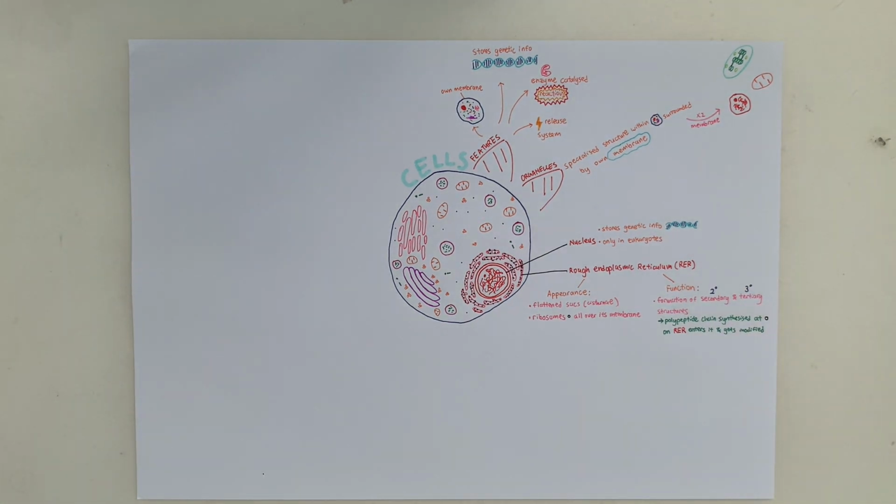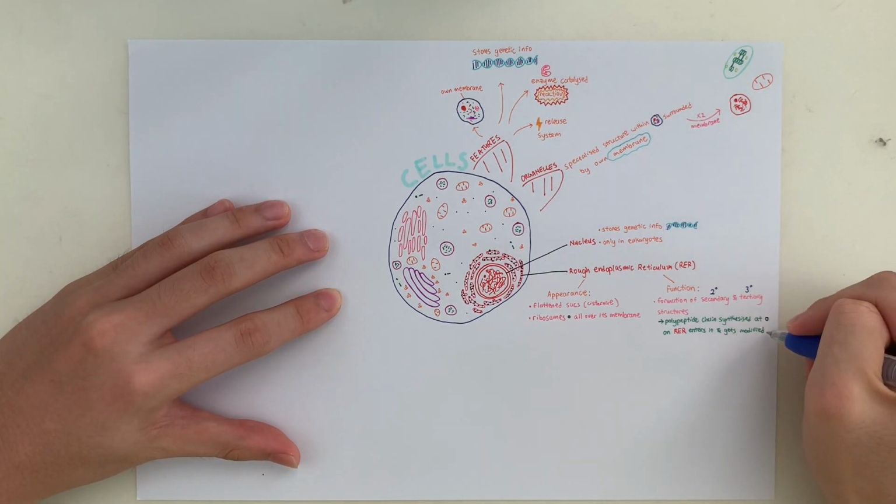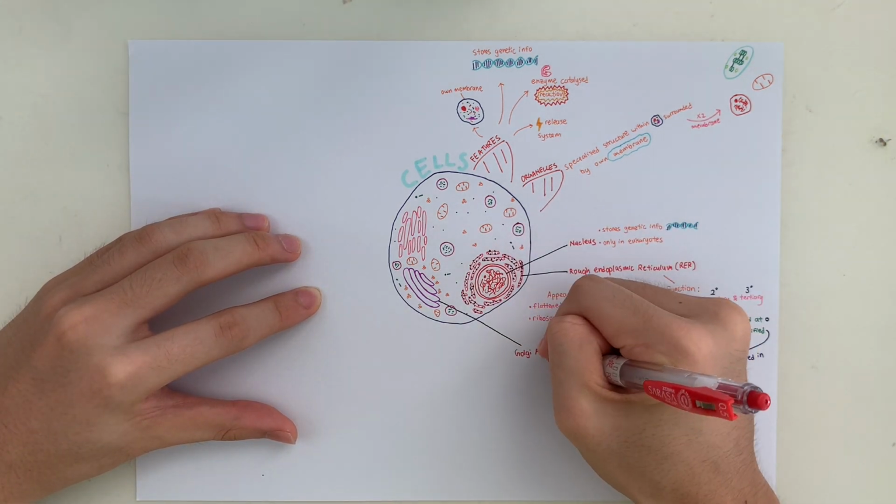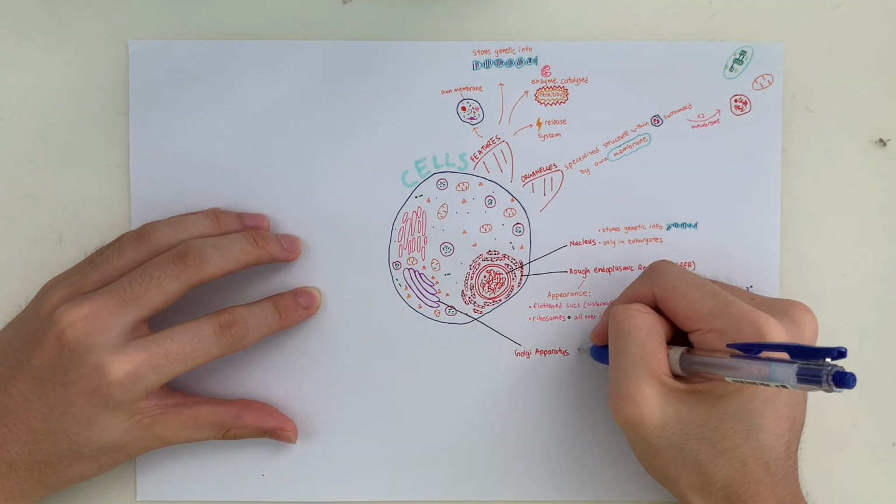In addition to this, the protein is also tagged with a biochemical marker which indicates its next destination, the Golgi apparatus. Once more complex structures have formed, the protein is packaged in vesicles pinched off from the RER membrane and begins travelling to the Golgi apparatus.